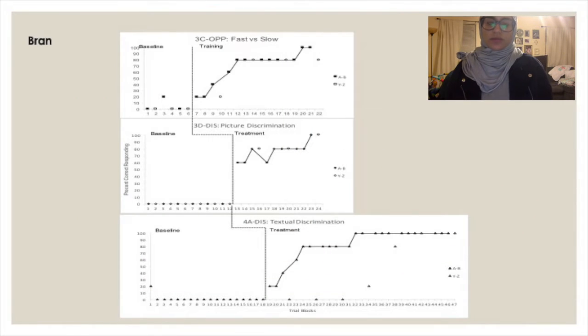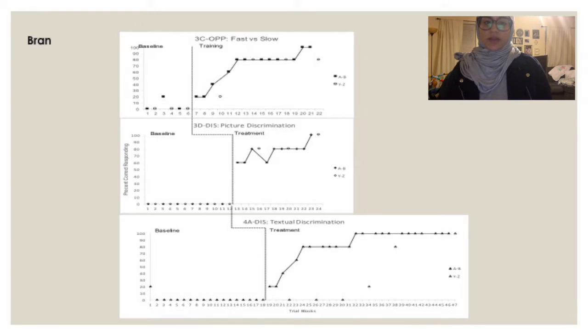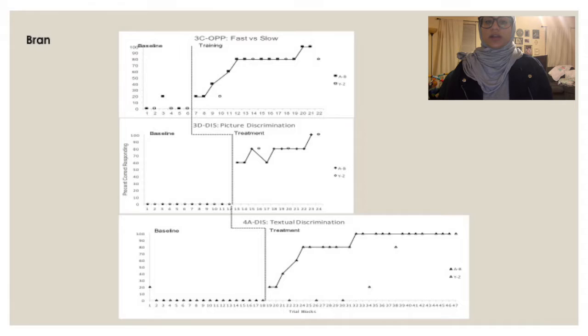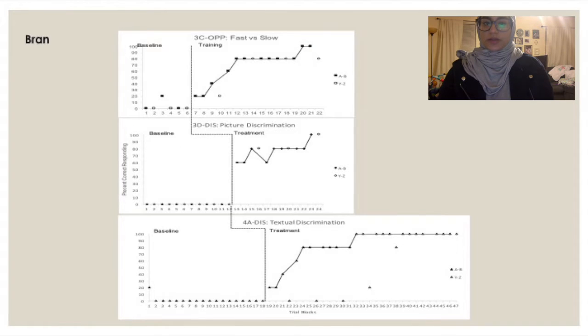This graph is a visual representation of Brandt's performance across 3 PEAK-T programs. Here, the x-axis is the number of trial blocks, and the y-axis is the percent correct responding. For the first program, 3C, opposition, faster and slower, the training trial blocks are represented by the filled-in squares, and the test trial blocks are represented by the open squares. During baseline, performance ranged between 0 and 20% correct responding.